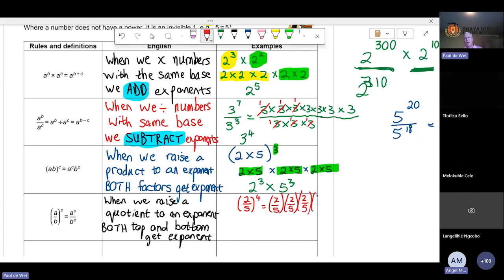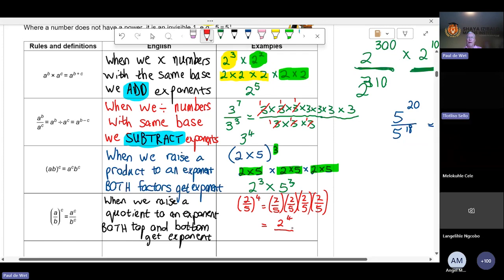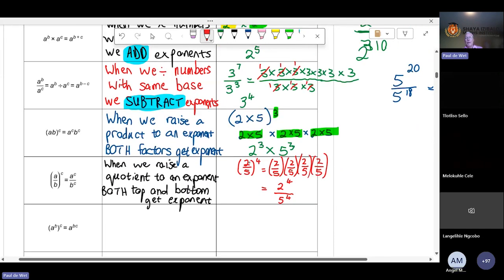Now, if we just look at the top, how many 2's have we got multiplying all together? 1, 2, 3, 4. We've got 4. And that is the way of writing 4 2's. How many 5's have we got multiplying together? Also 4. And the way we write that is that. So you can see these rules make sense. This says if you've got a fraction, both the top and the bottom get the power.